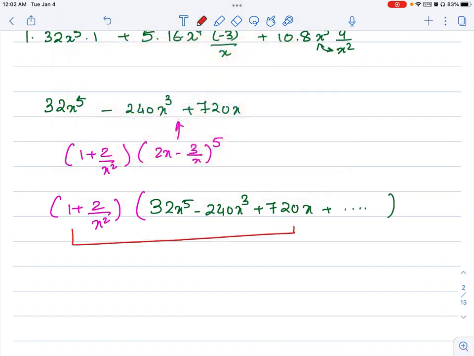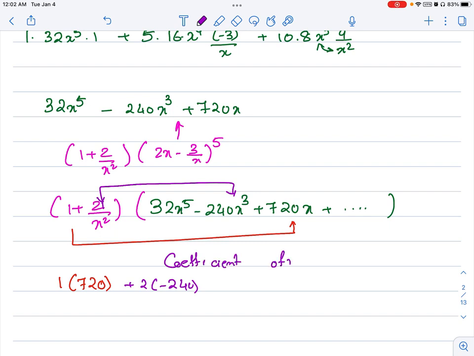When 1 is multiplied with 720, and is there any other possibility? 2 upon x square is multiplied with minus 240x cube, because x cube upon x square is x. So 2 is multiplied with negative 240. These are the only two possibilities where I can get the coefficient of x. So that gives me 720 minus 480, which is 240. That's going to be the answer for the second question.